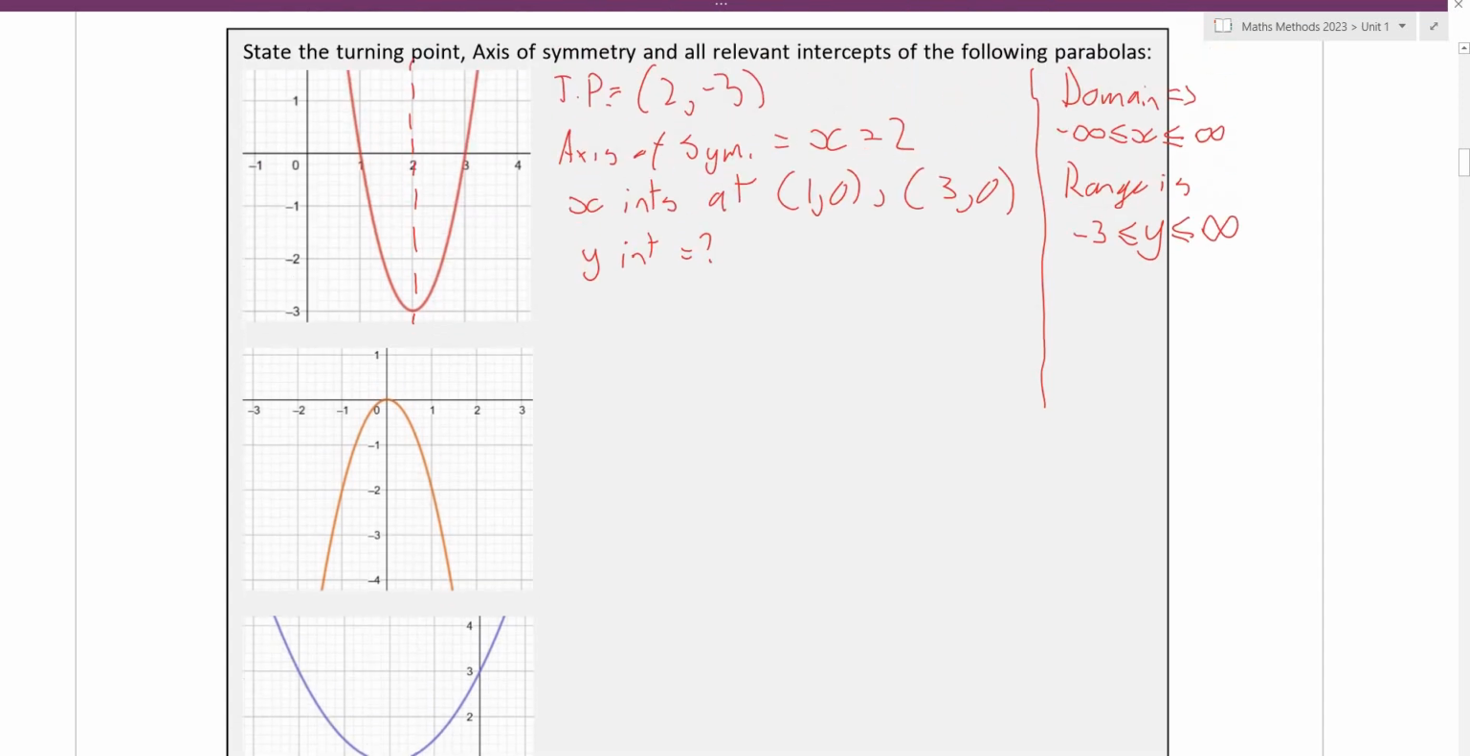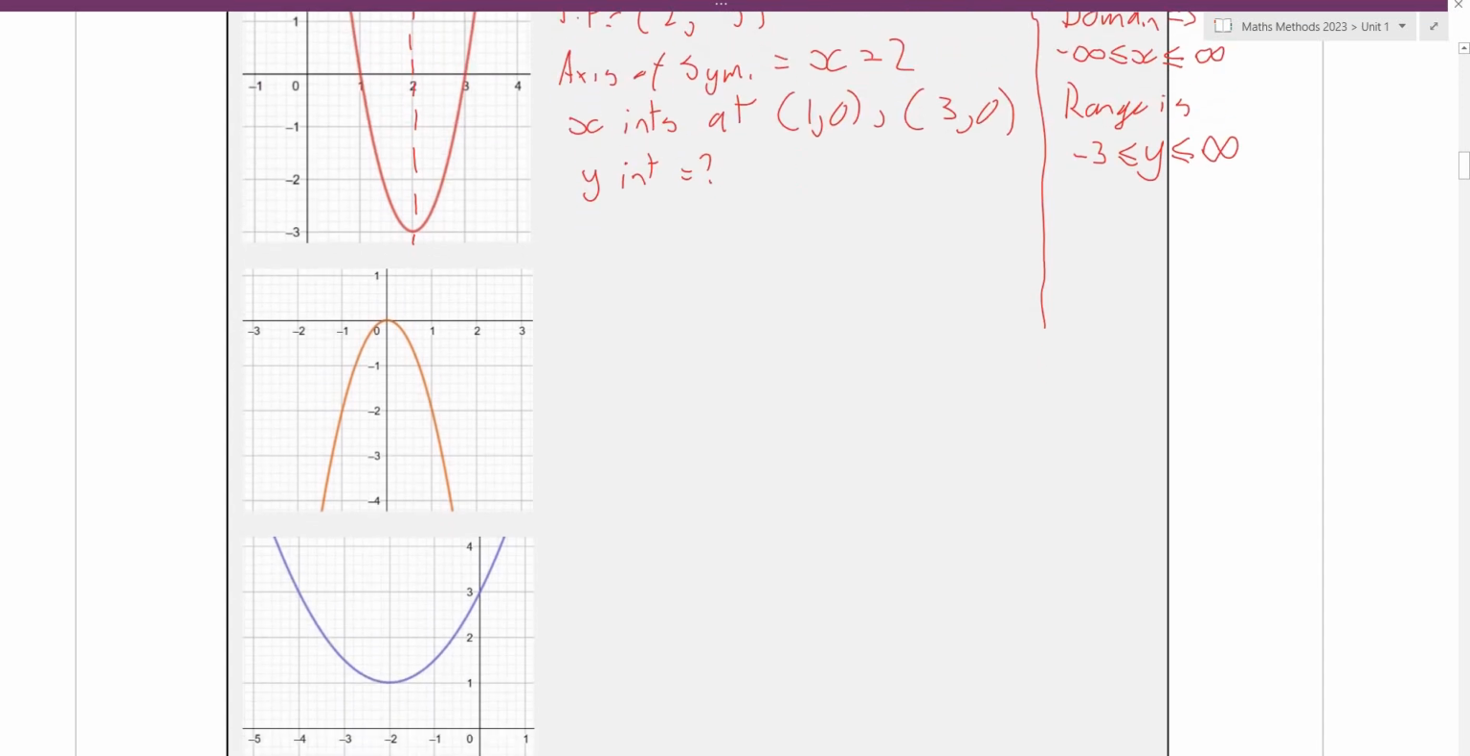What's our first one we're doing? The turning point. What's the turning point of this one here? 0, 0. The axis of symmetry. What's my axis of symmetry here? 0. X equals 0. That's right. We can't just say 0. We've got to give a line that it is reflected around.